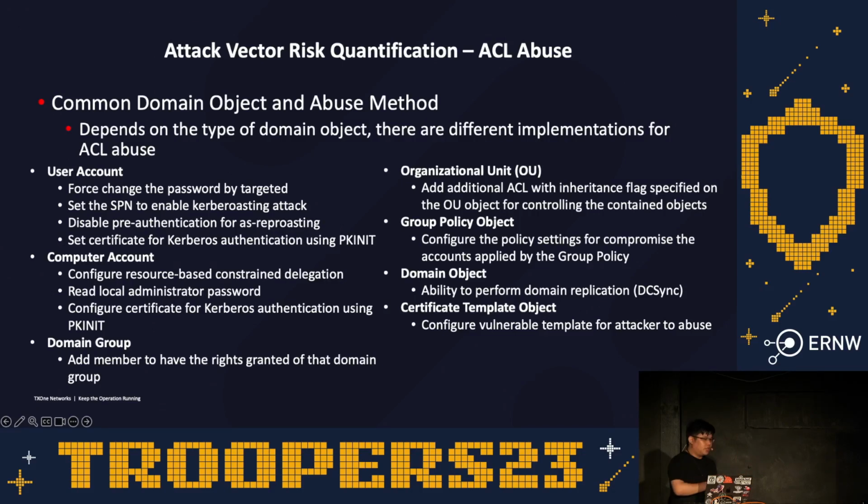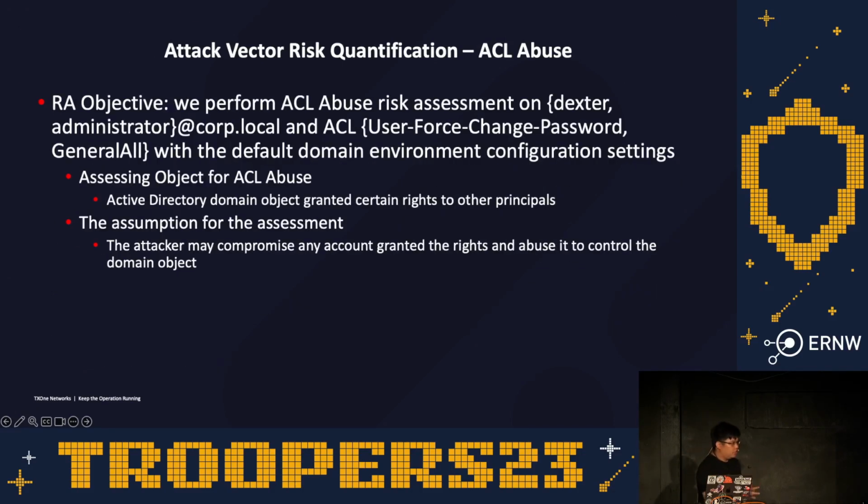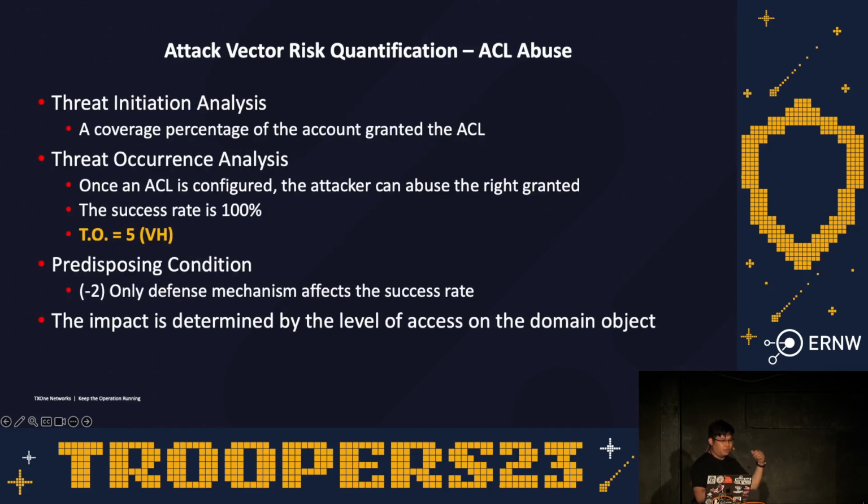In the ACL abuse part, the objective here is to perform the ACL abuse risk assessment on 2 users, Dexter and Administrator, and 2 ACLs: one is User-Force-Change-Password, the other is GenericAll, with the default domain environment configuration settings. In this risk assessment objective, we need to find what kinds of ACL can be abused for those 2 users.